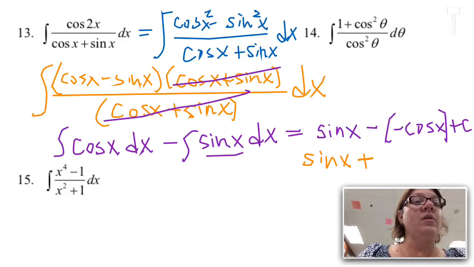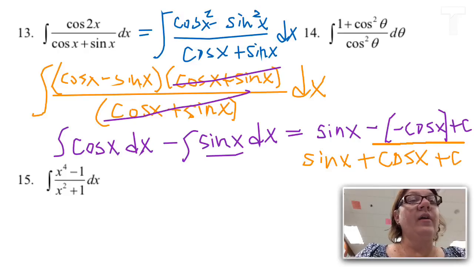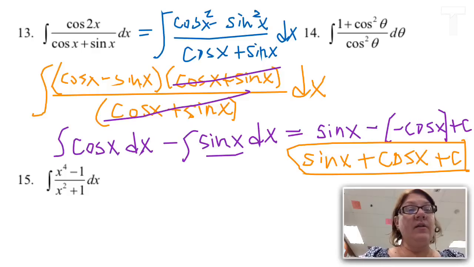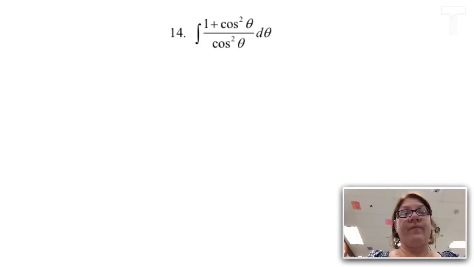This is for the $1 million question. Sine of x plus cosine of x plus C. And then you know what happened? The crowd went, yay! Because I won $1 million.